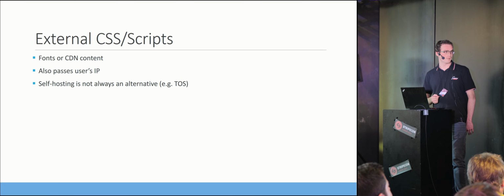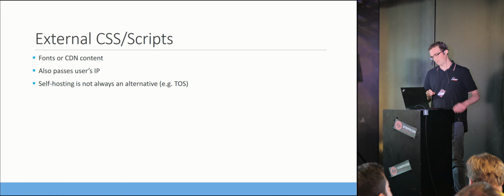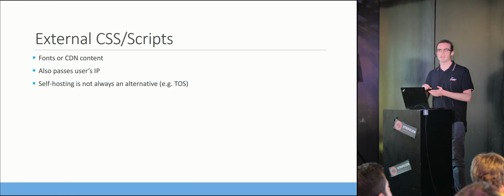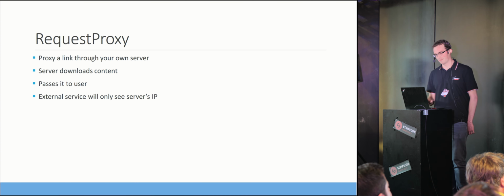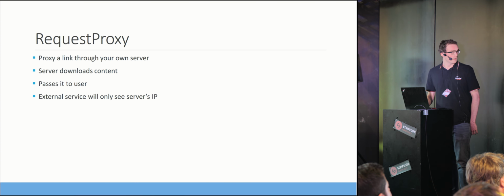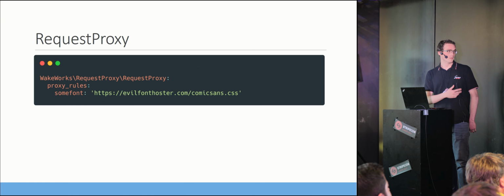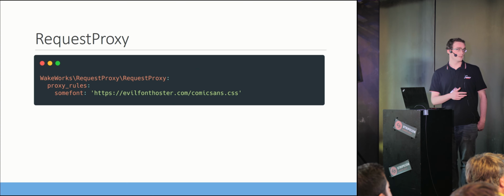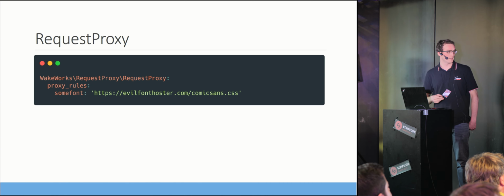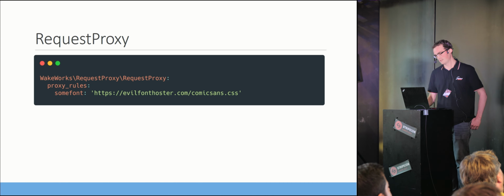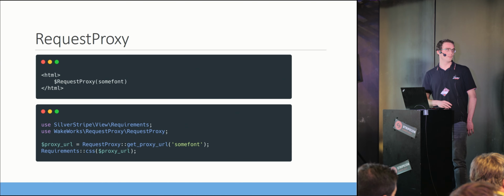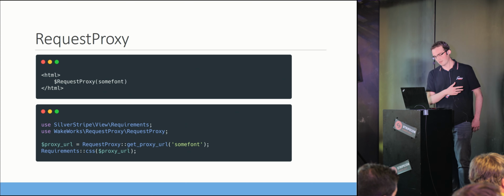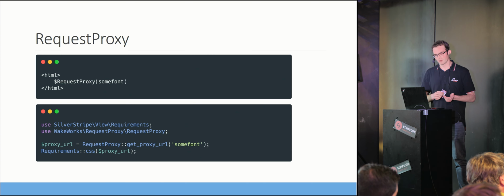So the user kind of makes a request to your server, your server makes a request to the resource in the US or something like that, and then it sends back the data. Yeah, exactly. And basically you implement a rule. So this rule is called some font. It loads a font file or CSS file from a server. And then in your template files you can print out the link or require it.